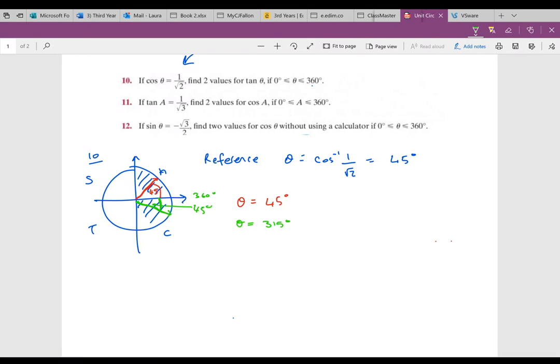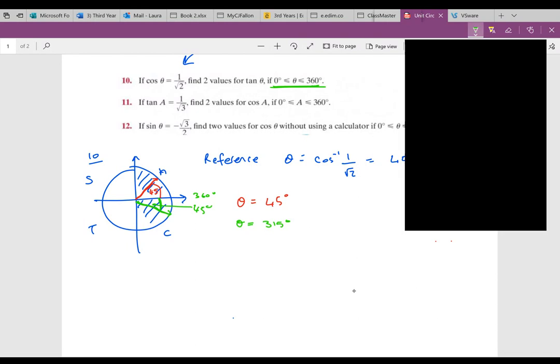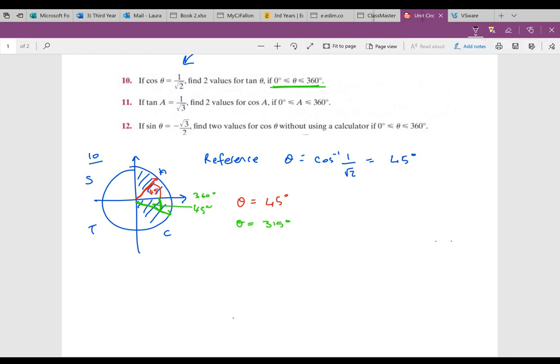Now I could actually go further than this. It specifically says 0 to 360 degrees here. So for that reason, I stop. If, for example, this had said instead, which it very well may in other questions, say 0 degrees to 720 degrees, so 720 degrees is 2 full rotations.